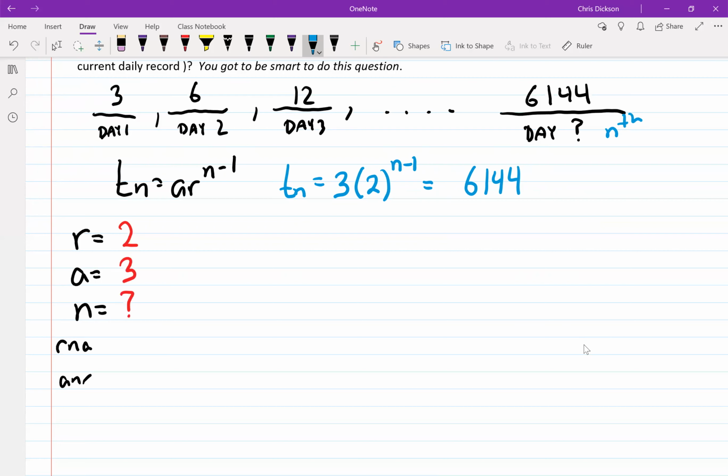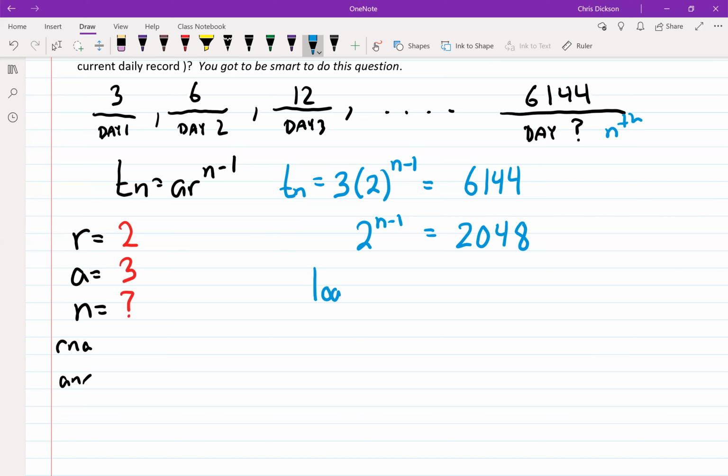I love logs. Okay, so what I'm going to do first of all, though, is divide both sides by 3. So I'm going to take 6,144, divide that by 3, and that gives me 2,048. Now, you might remember I made you guys memorize powers of 2 up to a certain number, 2 to the 10. And that's just a little bit past that. So you might be able to do this without a calculator and using logs, but I'm going to use logs because, why not?